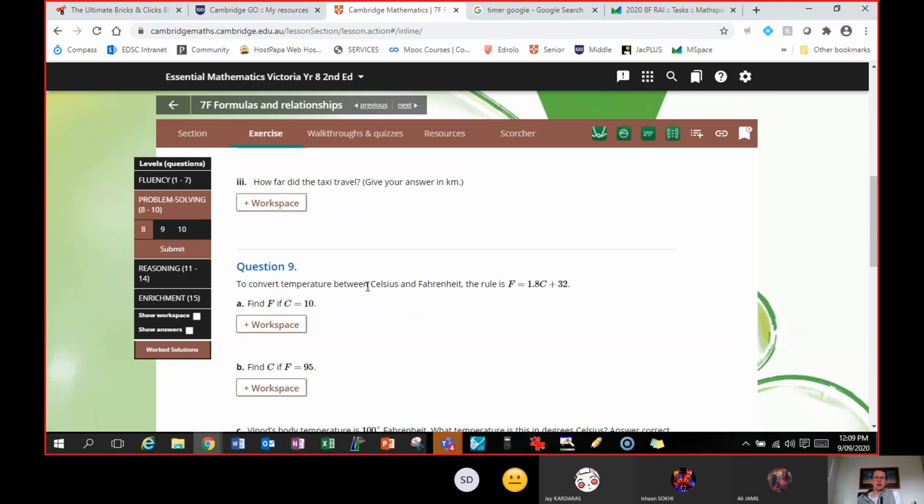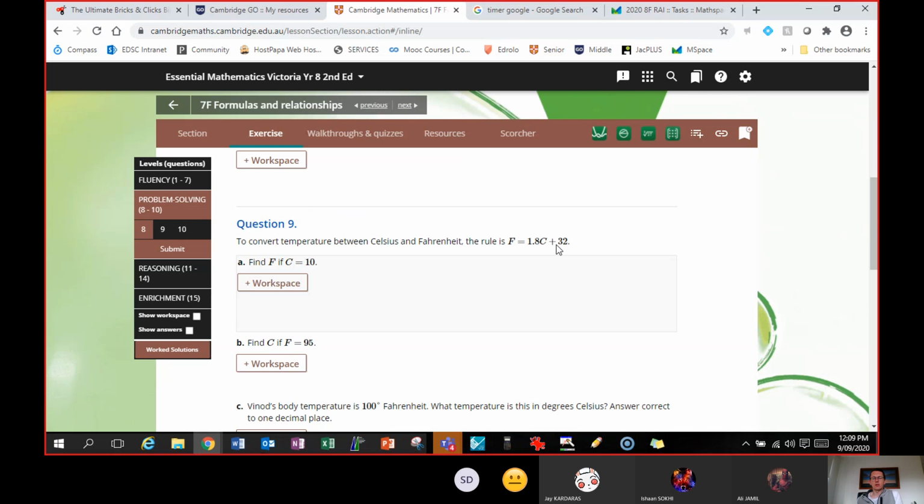So when we convert between Celsius and Fahrenheit, Fahrenheit's actually 1.8 times the Celsius plus 32. So that will give you a Fahrenheit reading. So if it's 0 degrees Celsius, the Fahrenheit's 32. If it's 1 degree Celsius, it's 33.8. If it's 2, it's going to be 35.6.